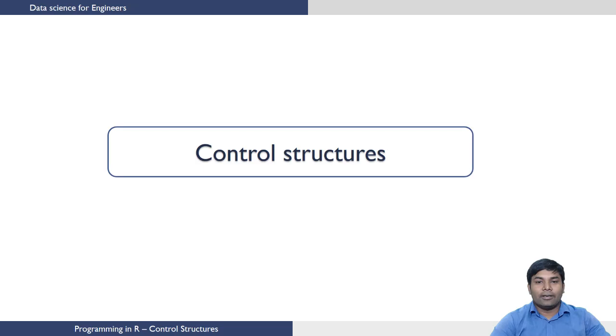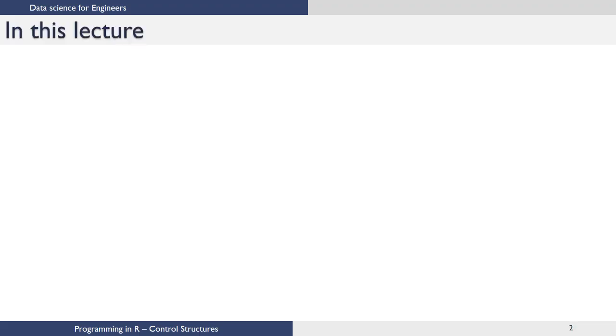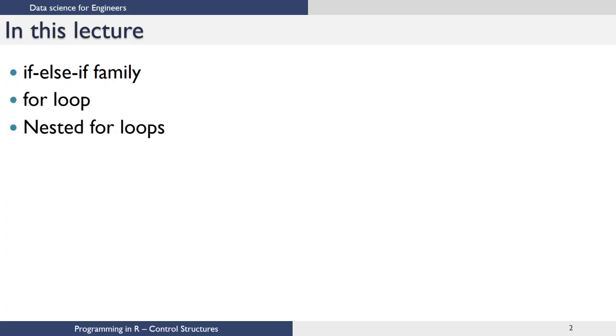Welcome to lecture 9 in the R module of the course Data Science for Engineers. Here we will look at the control structures in R. In this lecture, we are going to talk about the if, else if family of constructs, for loop, nested for loops, for loop with if break, and while loop.